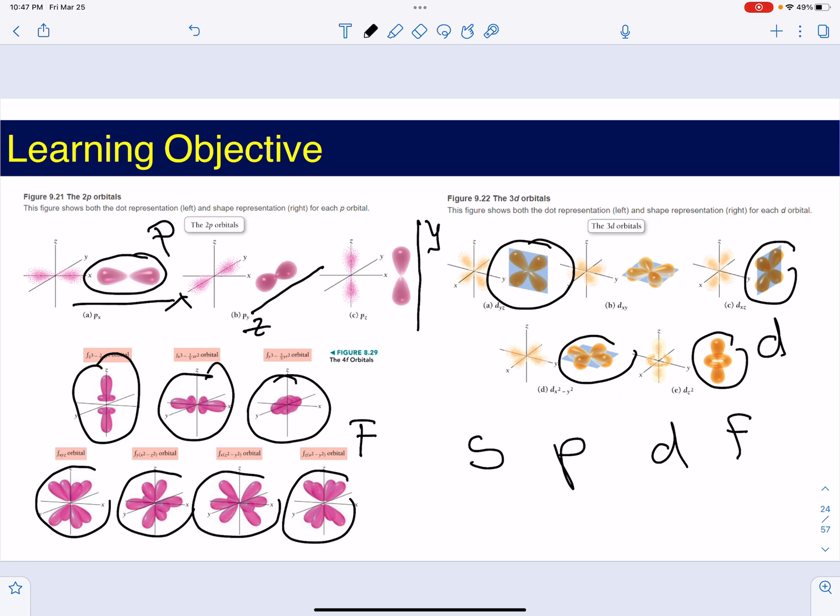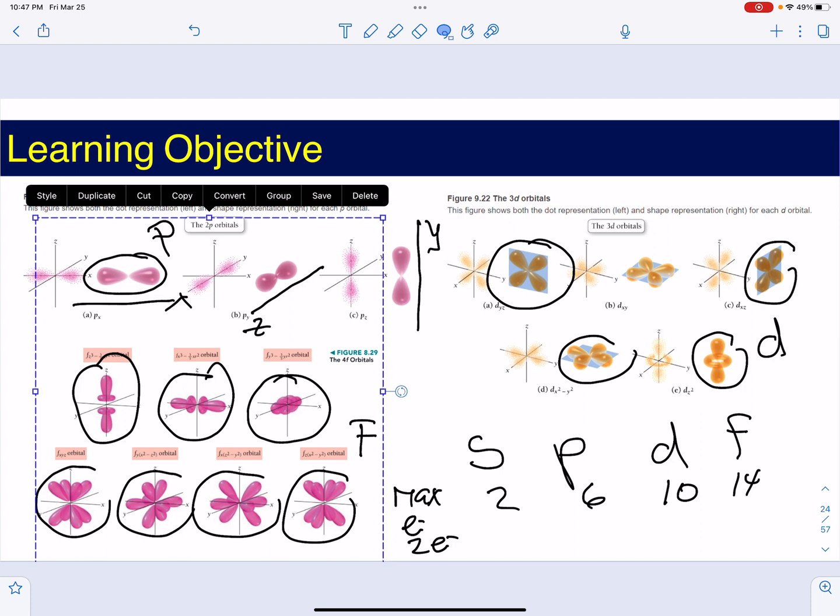It would be good to know or memorize that the maximum number of electrons any orbital can take is 2 electrons. For that reason, you can put 2, 6, 10, and 14. And at this moment, you should be saying, oh, wait. You just told me that the maximum number of electrons is 2. Where are you getting 2, 6, 10, and 14? Well, let's look at these drawings again.